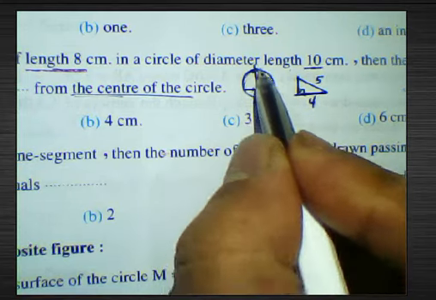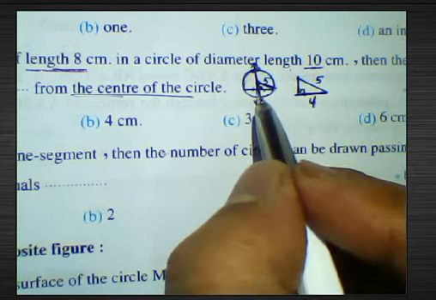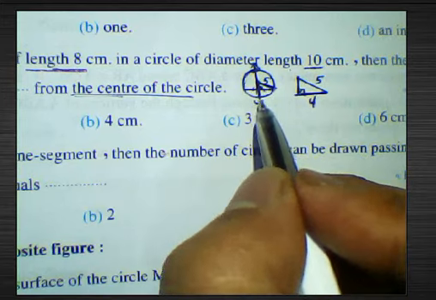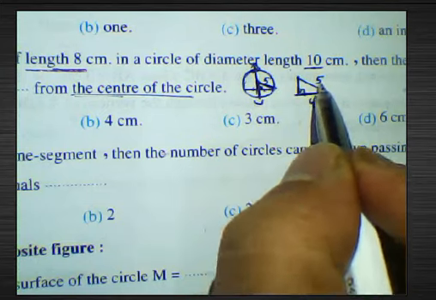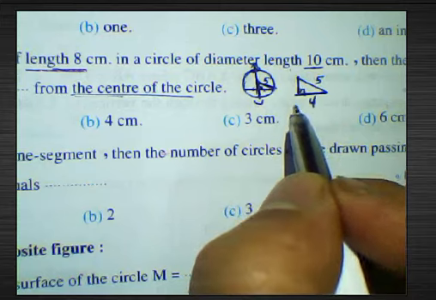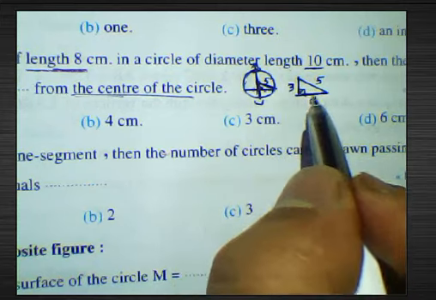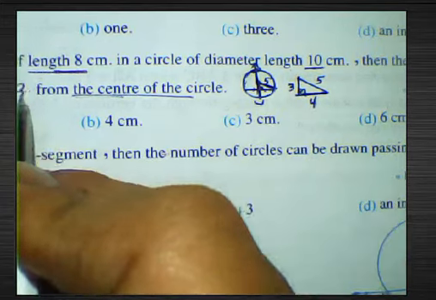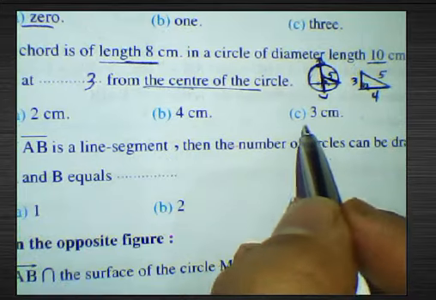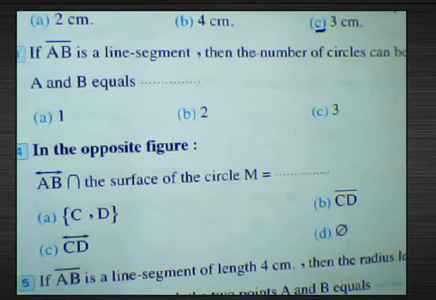This line of symmetry of the circle bisects the chord, because this line passes through the center of the circle, dividing the chord into two equal parts of length 4 cm. We can find the third length here by Pythagoras, it would be 3 cm. So the distance between the center of the circle and the chord will be 3 cm. Write 3 here. This is the distance, okay? Choose letter C.